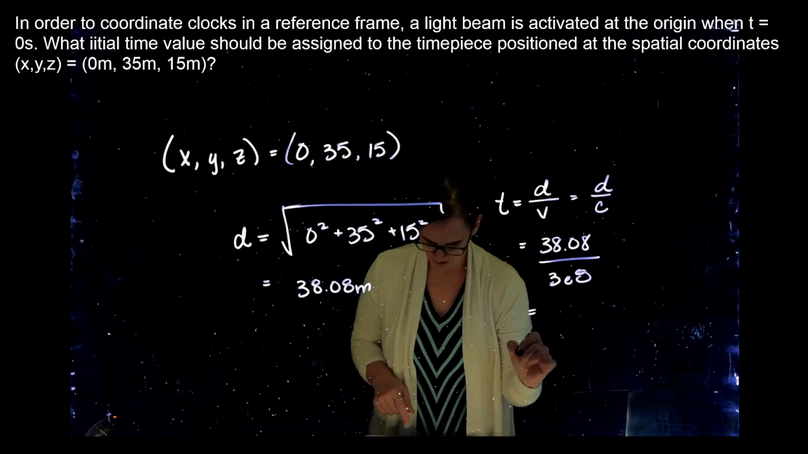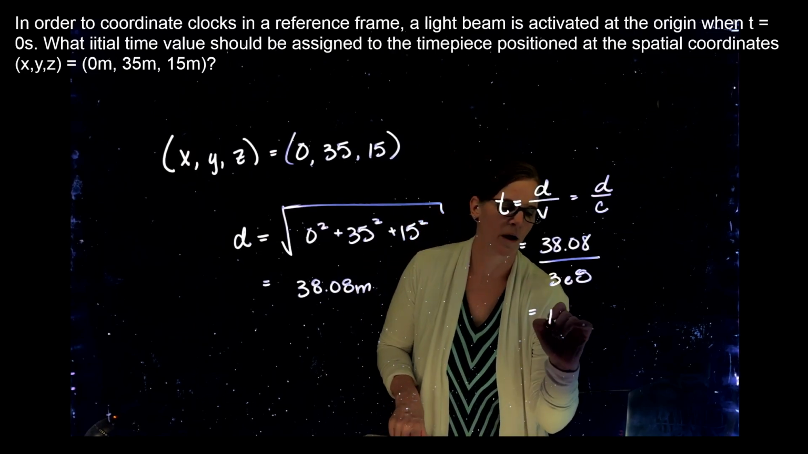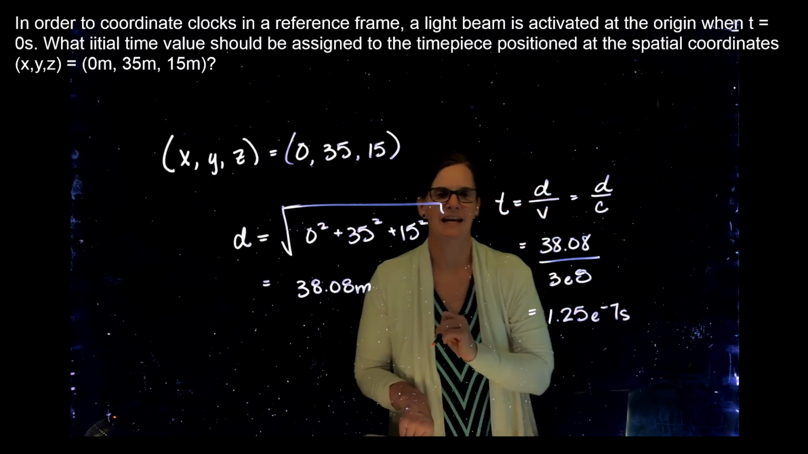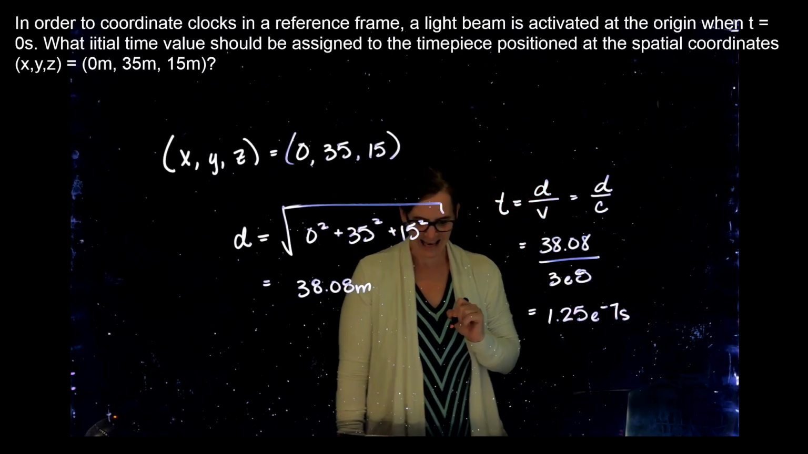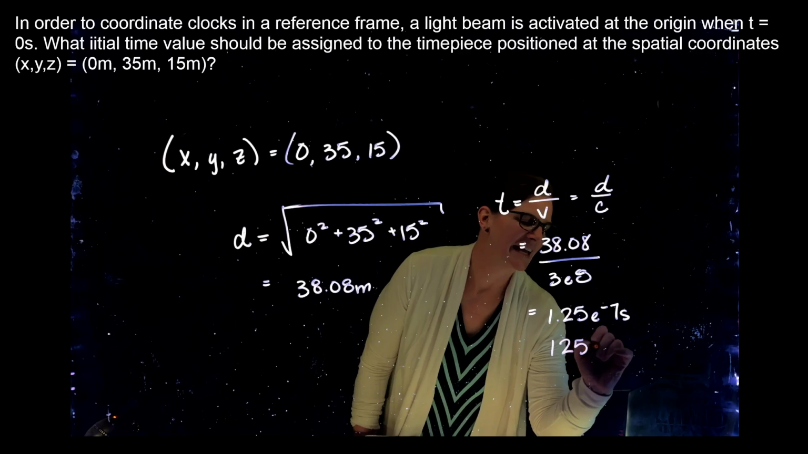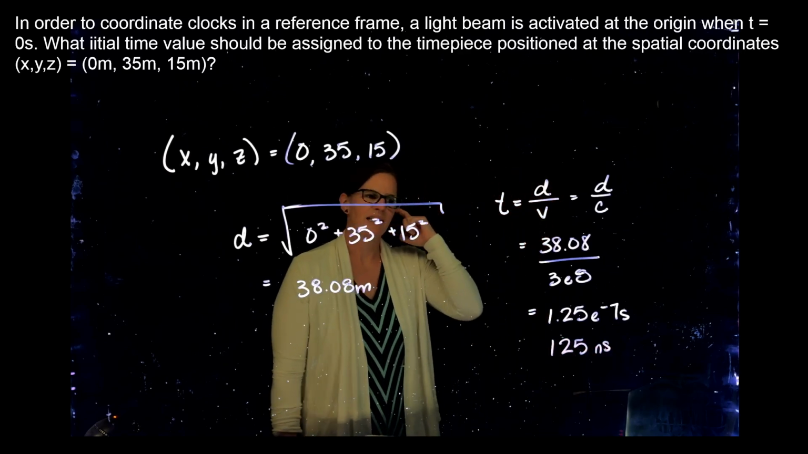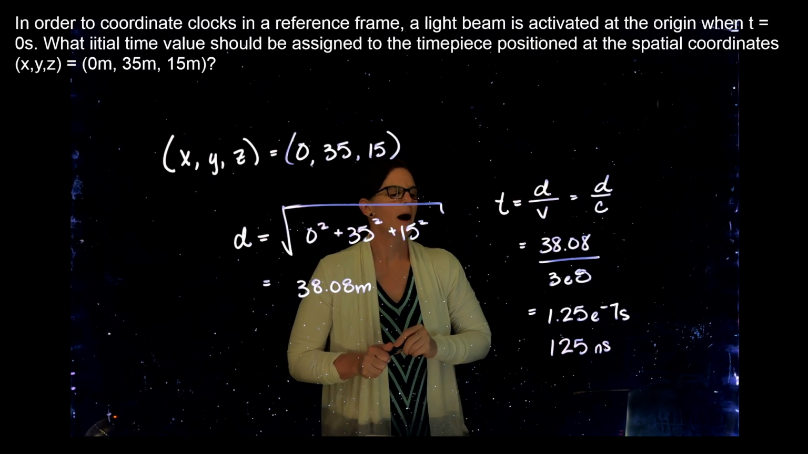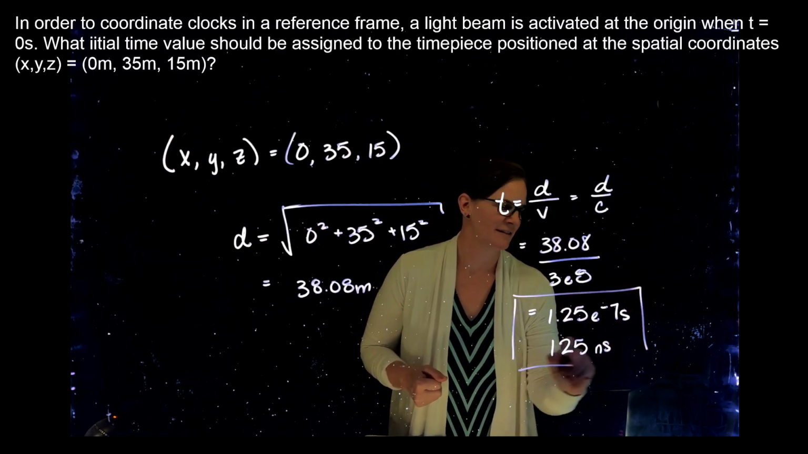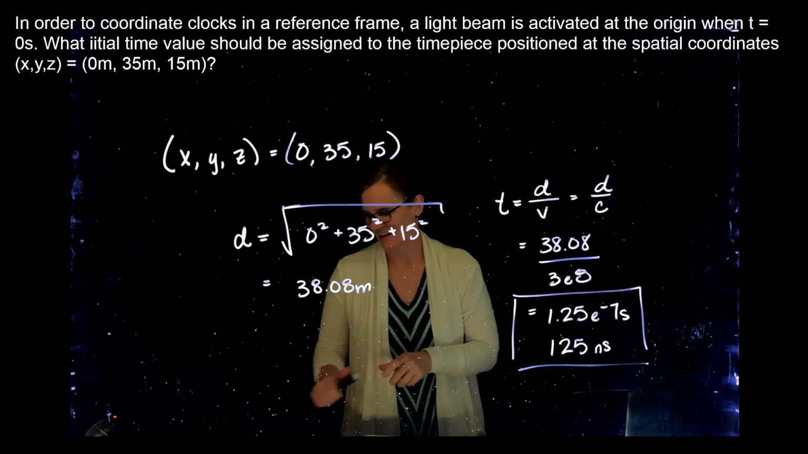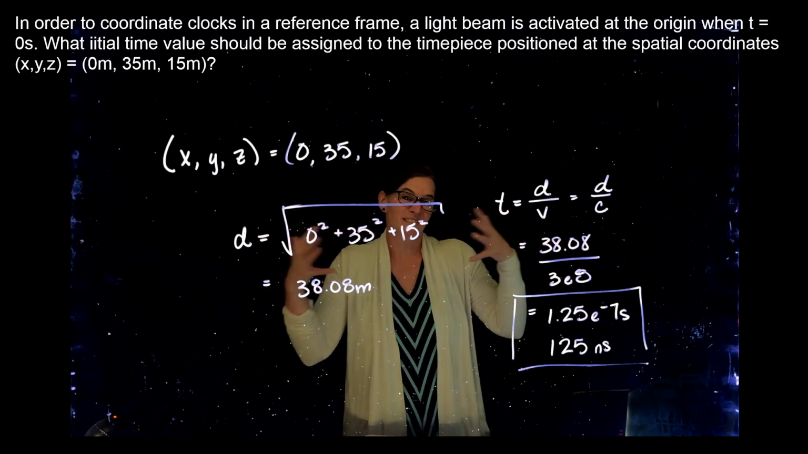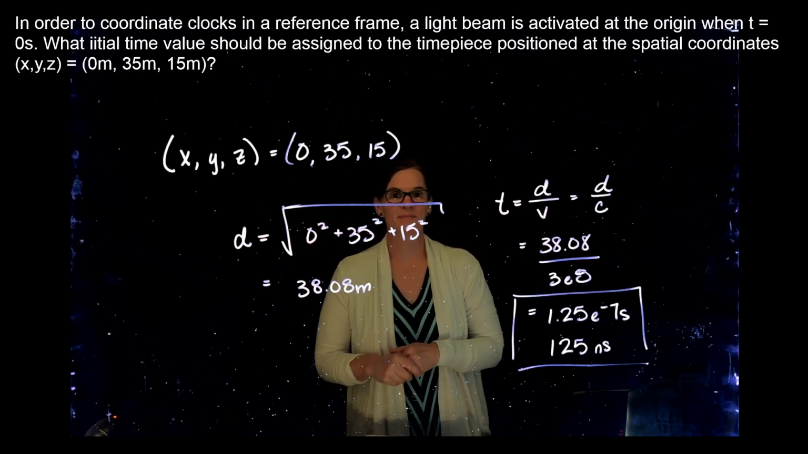Okay, and we find that that time difference is 1.25 times 10 to the minus 7 seconds, which is 125 nanoseconds. We often use 10 to the minus 9 as a common unit, so either one is fine. This is the time value that should be assigned to that timepiece. So just getting that idea that there's a little bit of time difference as light moves. Okay, good job.